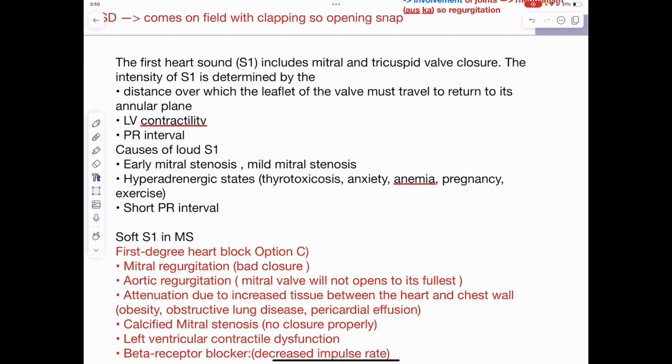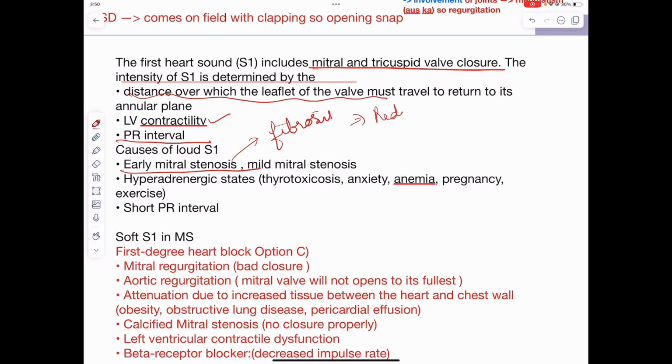And the question that is often asked is when the heart sound is loud or when the heart sound is soft. Now the first heart sound includes the mitral and tricuspid valve closure. The intensity of S1 is determined by the distance that the leaflet of the valve will have to travel to the annular plane, left ventricular contractility, and the PR interval. So loud S1 can be caused by early mitral stenosis. Why are we saying early mitral stenosis? Because after fibrosis happens, its mobility reduces, and therefore the sound of the heart valve is low.